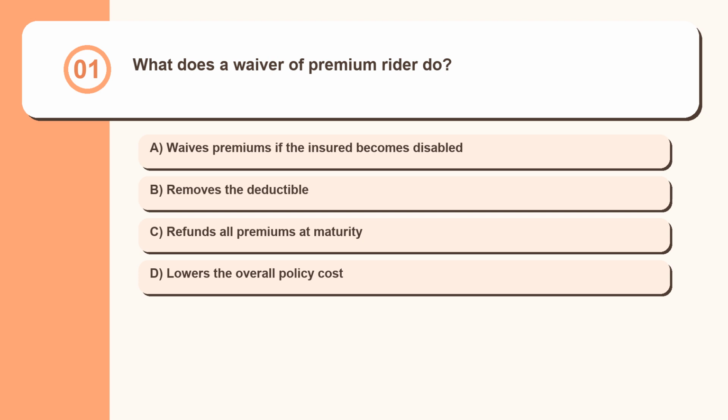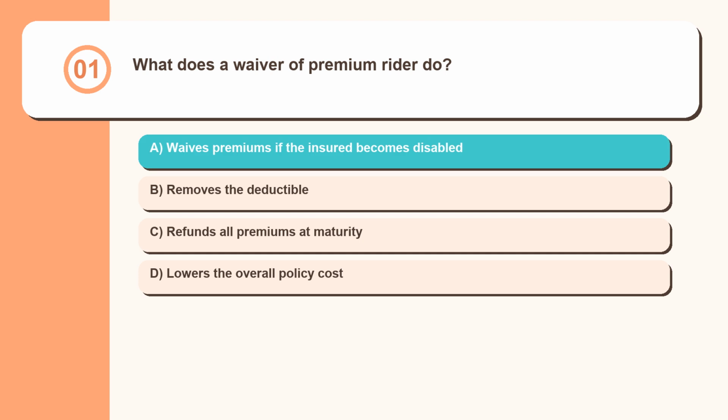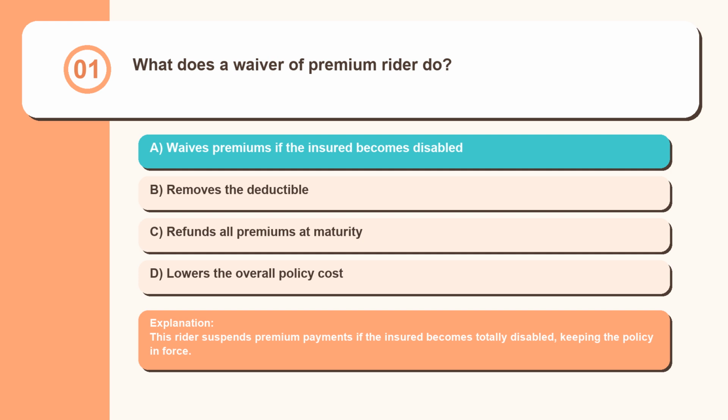Question 1. What does a waiver of premium rider do? Waives premiums if the insured becomes disabled. Removes the deductible. Refunds all premiums at maturity. Lowers the overall policy cost. This rider suspends premium payments if the insured becomes totally disabled, keeping the policy in force.